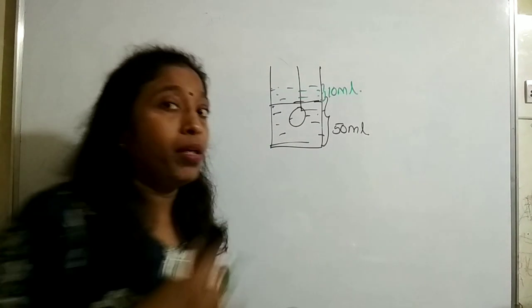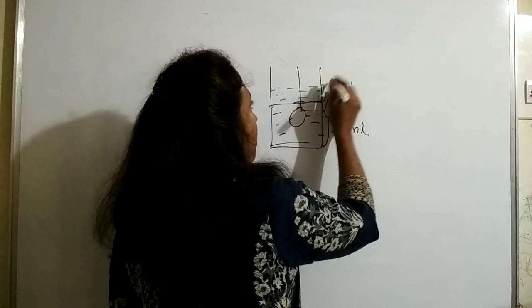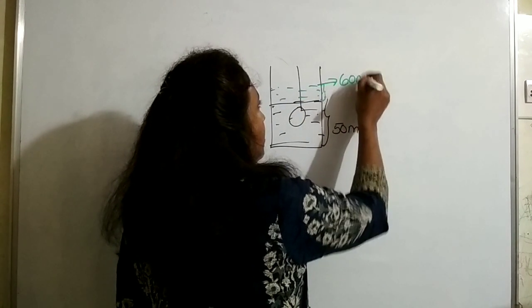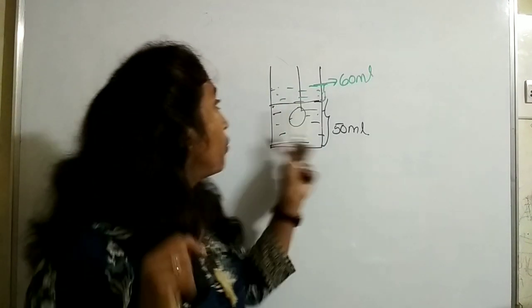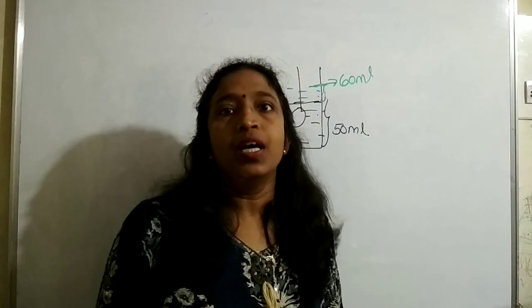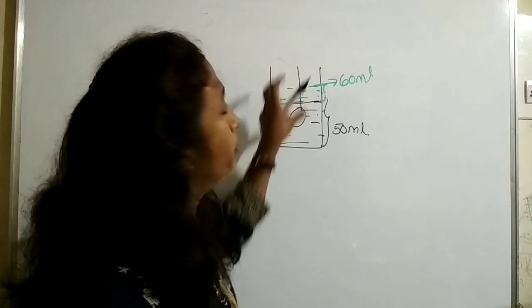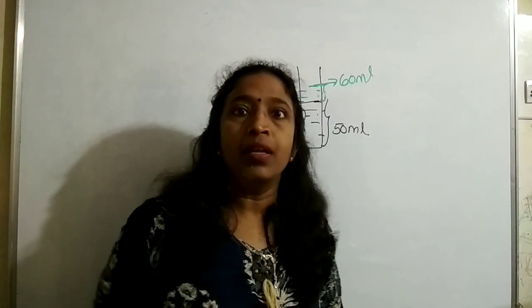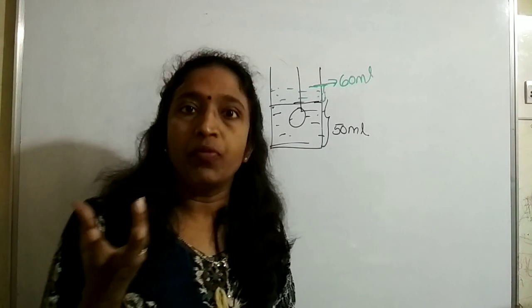I have said the answer directly. Suppose now it has risen to 60 ml. This water rise, which I have drawn in green, is because of the sphere that has been immersed. So the volume is nothing but 60 ml minus 50 ml, that is 10 ml, and then we can convert it. This way, practically also, we can find it, and then we say the formula is 4 upon 3 pi r cube, the volume of the sphere.